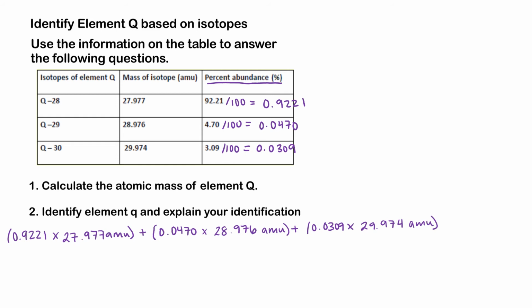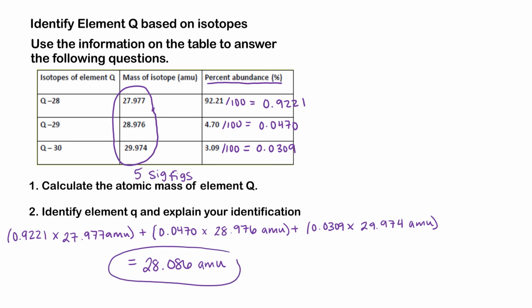And then we plug this into our calculator, and when we put it into our calculator, we end up getting an answer, when rounded to the proper number of significant figures, of 28.086 AMU. Remember, each of these mass measurements are going to be used to determine our significant figures, and they each have 5 sig figs in them. And so our final answer needs to have 5 significant figures as well. So this is the first answer, what is the atomic mass of element Q.